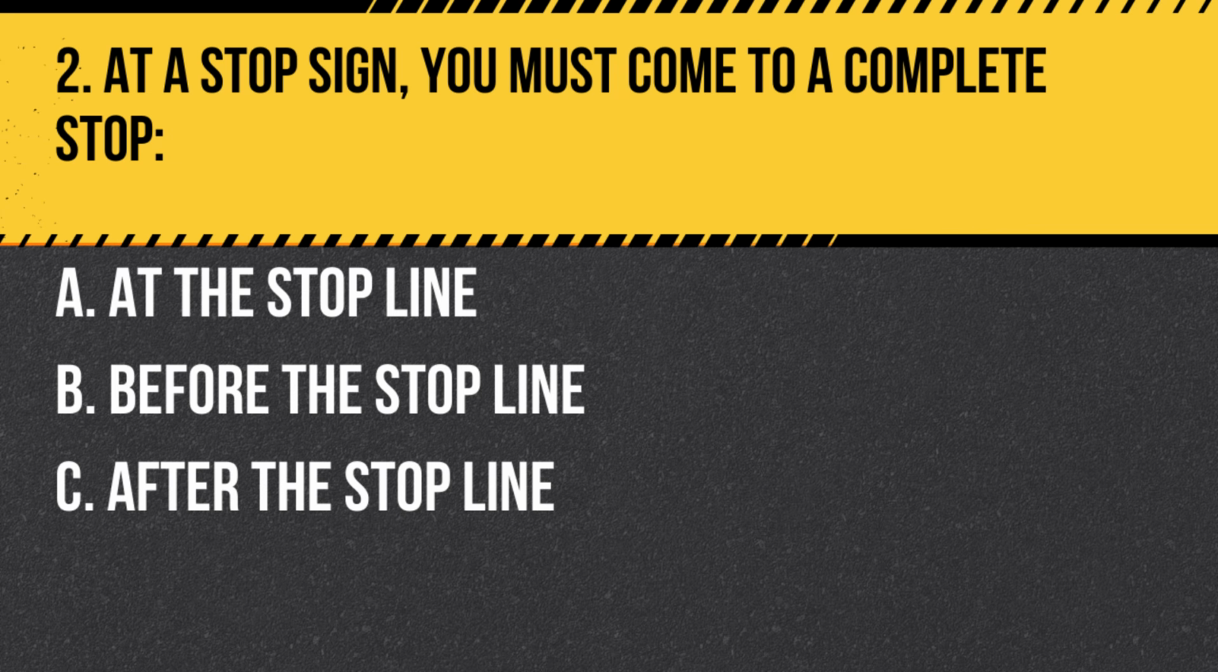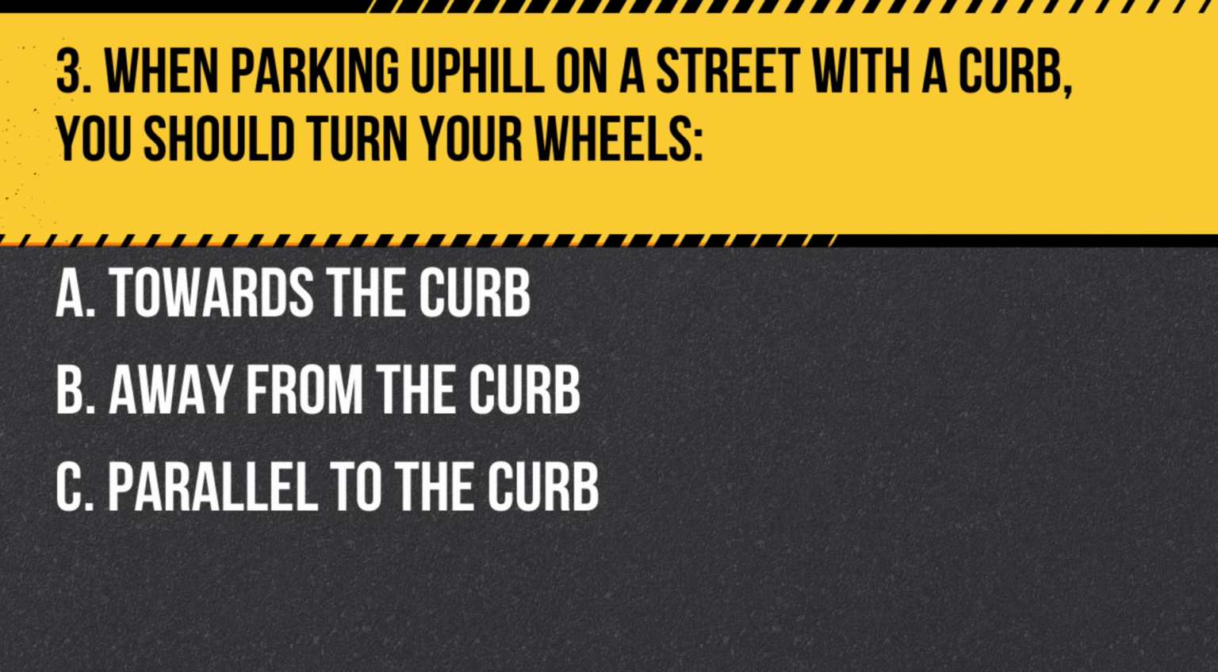Question 2. At a stop sign, you must come to a complete stop. A. At the stop line. B. Before the stop line. C. After the stop line. Answer. A. At the stop line. You must come to a complete stop at the stop line, or, if there is no line, before entering the intersection.